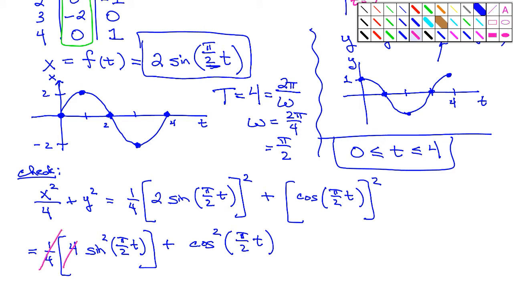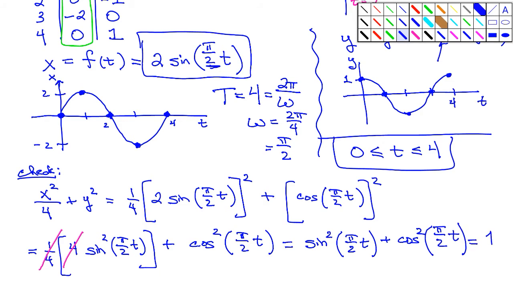The 1/4 and the 4 cancel. And that leaves me with sine squared of pi over 2t plus cosine squared of pi over 2t. But we have sine squared plus cosine squared, and they are the same angle. And so that's equal to 1, and that checks out.